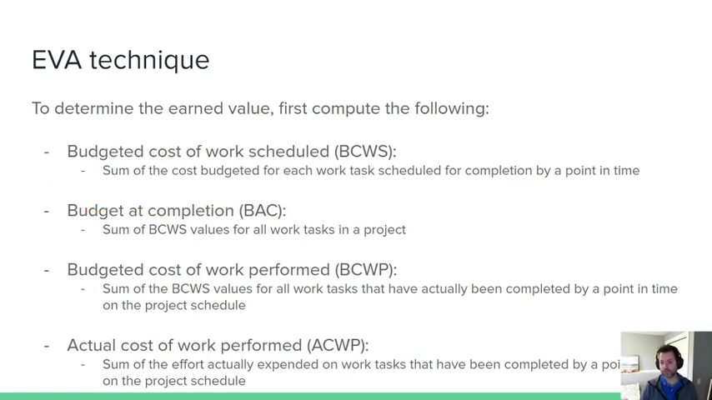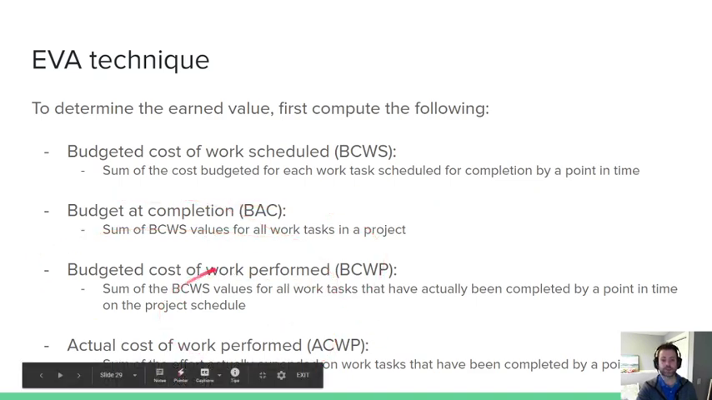So we have to compute a number of things. We have to compute the budgeted cost of the work scheduled. So basically, for each task, how much cost will there be by a point in time? We have to be able to sum all this up for the completion. We have to compute a budget. We have to figure out the actual cost.